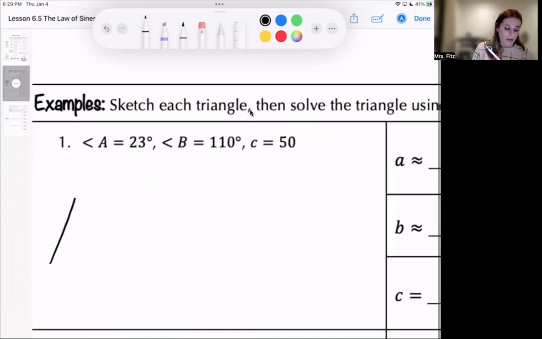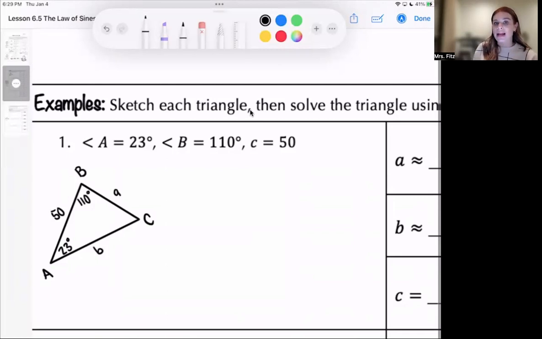So I'm going to go ahead and draw my triangle. I have A, B, and C. It doesn't have to be drawn to scale, that's okay. Angle A is 23 degrees, I'm going to label it. Angle B is 110 degrees. Angle C we don't know, but side C is 50. We don't know little a and we don't know little b.